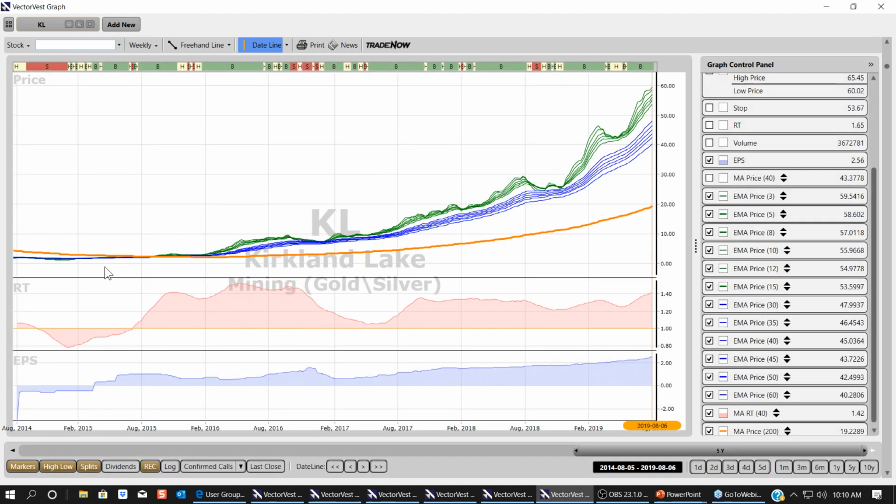There's Kirkland on a weekly graph. It crossed above the 40-day moving average here. We had RT crossing above 1. We had a buy rating, and we had earnings rising. And the traders band, the short-term or faster moving averages, pretty much stayed above the longer-term investor moving averages this entire time.